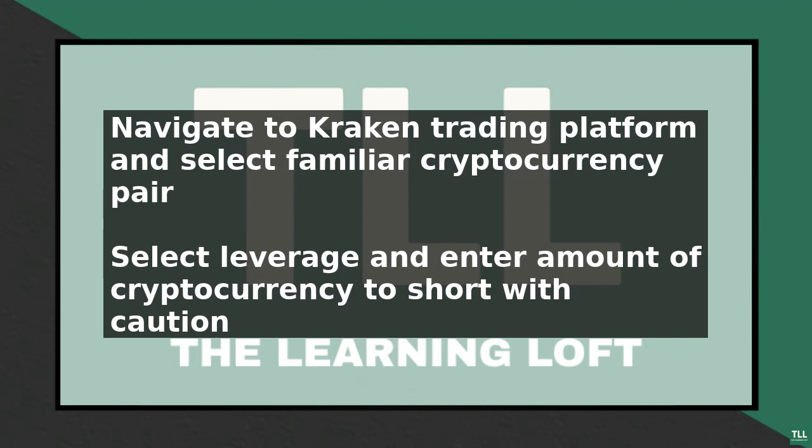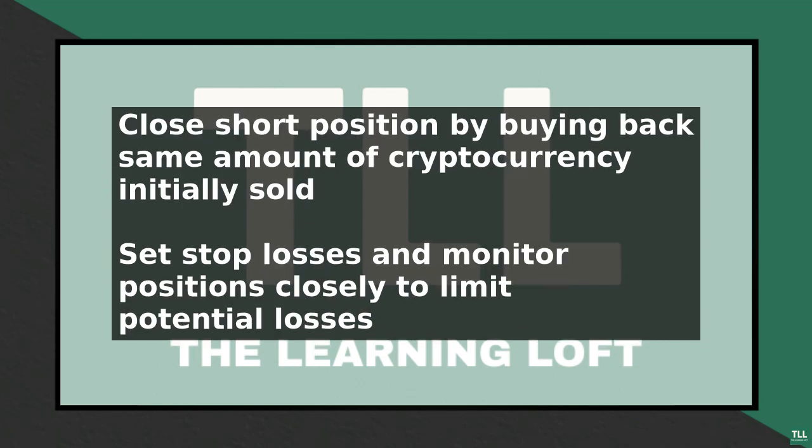loss. Best practices for shorting on Kraken include setting stop losses to limit your potential losses, monitoring your positions closely, and staying up to date with market news and trends. It is also essential to have a solid understanding of the cryptocurrency market and the risks involved with short selling.